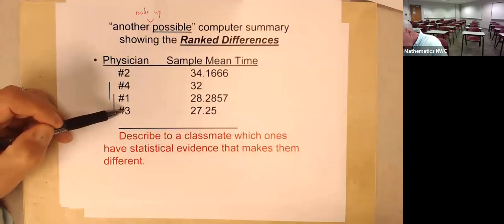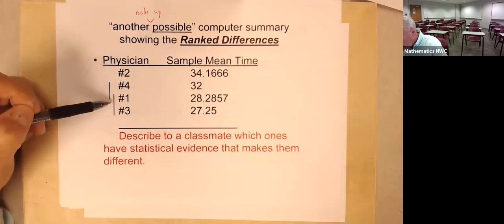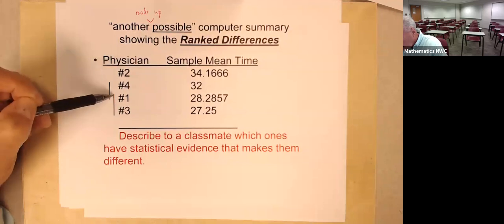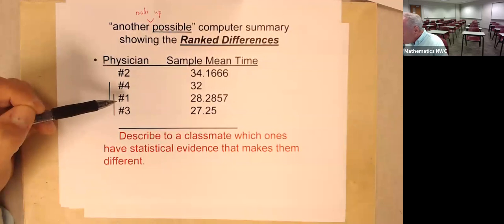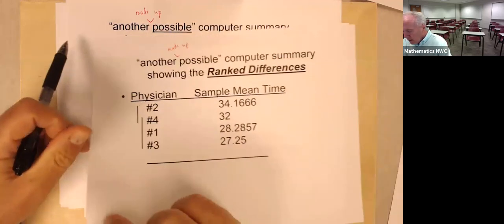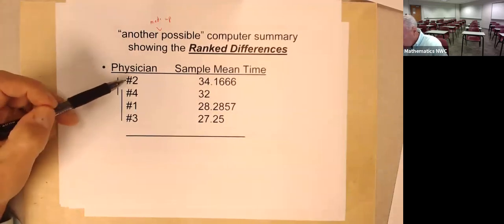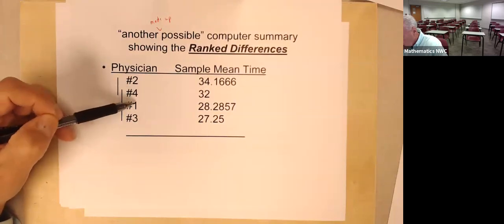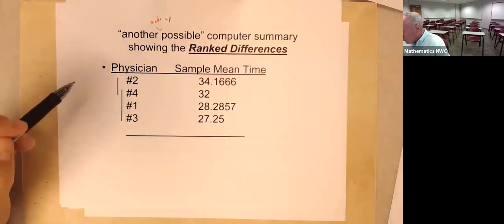3 is not connected to 2, so 3 is less than 2. 3 is not connected to 4, so 3 is less than 4. 3 is connected to 1, so it's not different from that. Try stating how all of these compare to each other. You have 6 comparisons: 2 to 4, 2 to 1, 2 to 3, 4 to 1, 4 to 3, 1 to 3. Think about what you would say for each one.